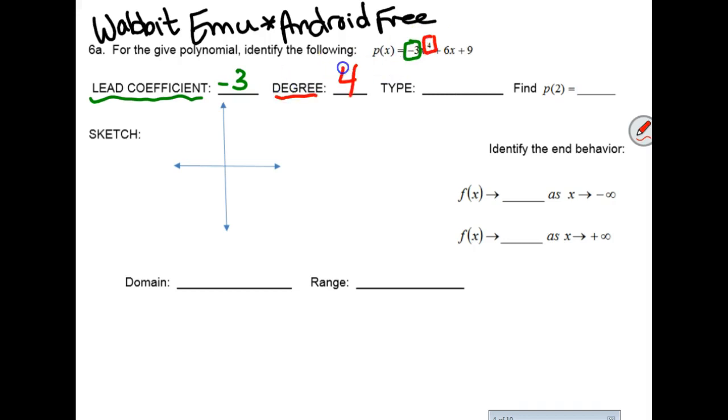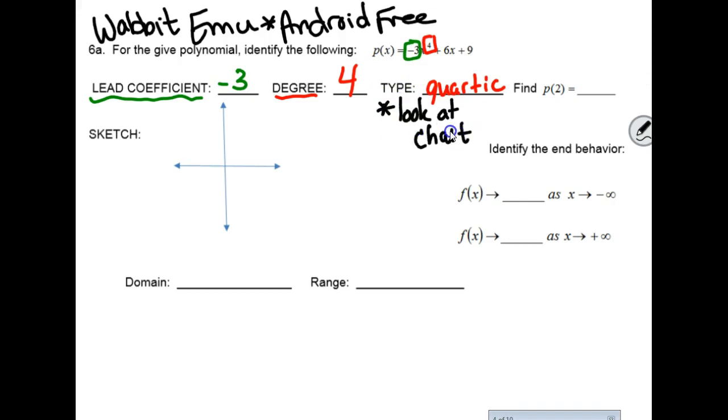It's 4. And then remember that big ugly chart on your notes that talks about type. So your options are constant, linear, quadratic, cubic, quartic, quintic. A degree 4 is referred to as a quartic. So please attempt to spell these properly, because quartic and quadratic do look kind of similar. So little note to yourself to look at the chart.